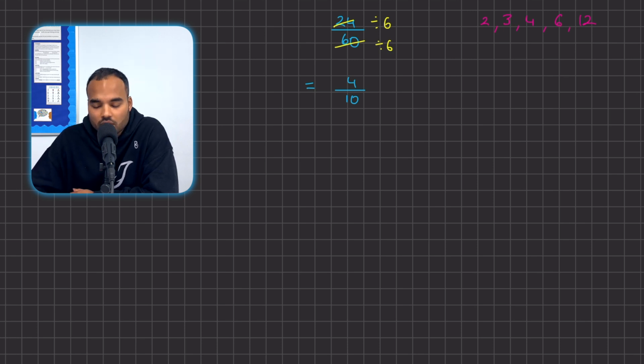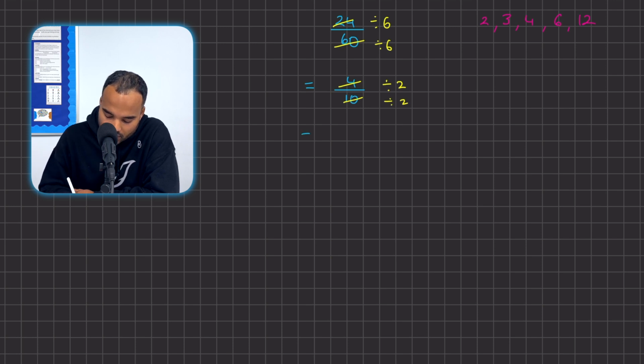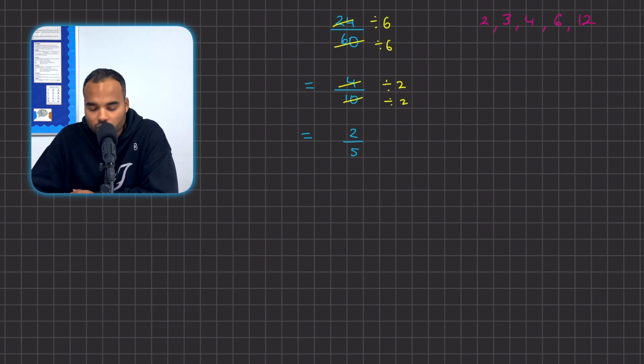So if I have to divide them further, if I divide that by 2 and that by 2, I now get 2 over 5. 2 over 5 is in its simplest form now. The only number that goes into both 2 and 5 is 1. But if we go back, let's do the question again.